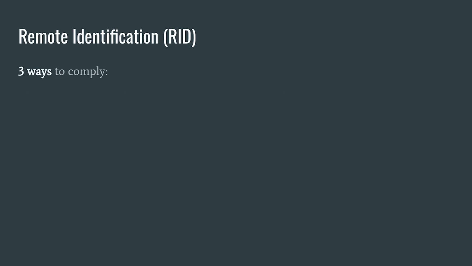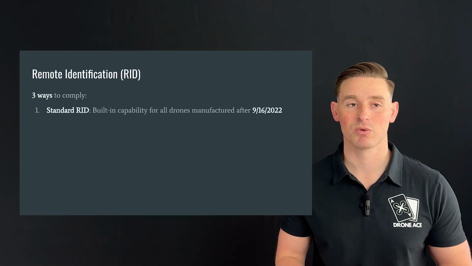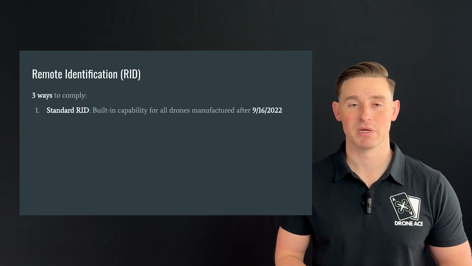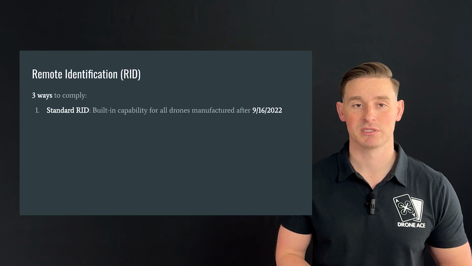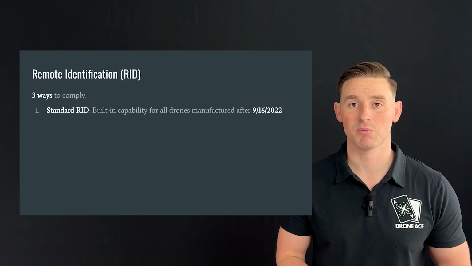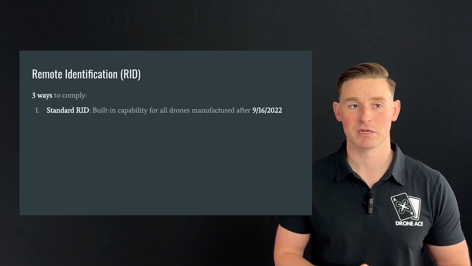The Remote ID regulation gives us three methods of compliance. Number one is standard RID. This is a built-in hardwired capability for all drones to be able to broadcast this RID information. This was required after September 16th, 2022. So again, if you bought your drone and it was manufactured after this date, it should be standard RID compliant.